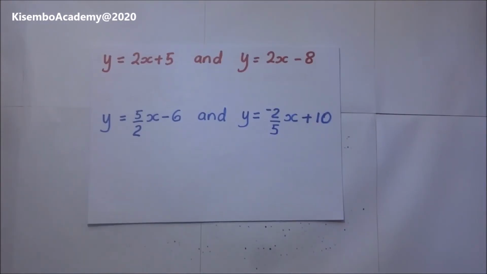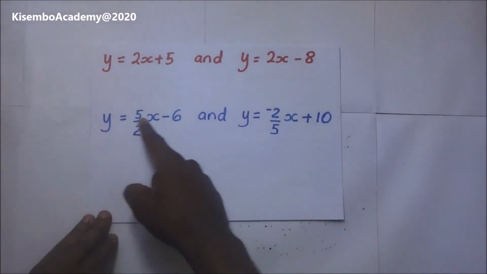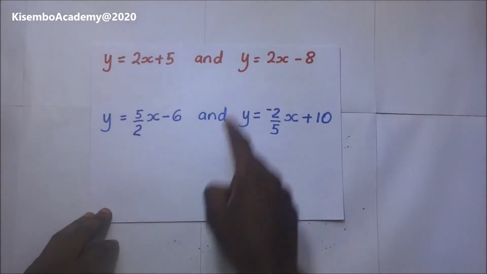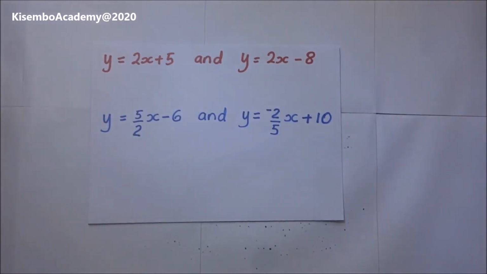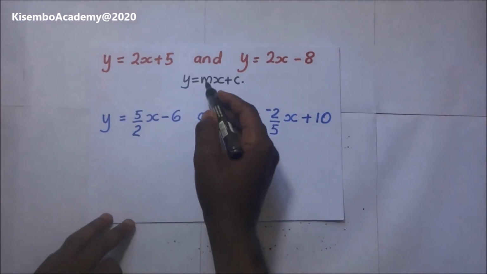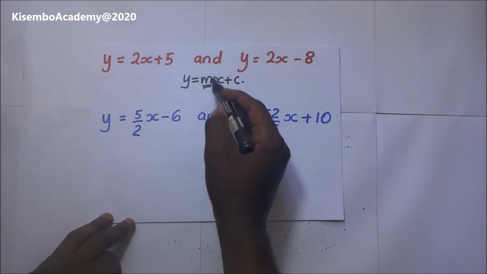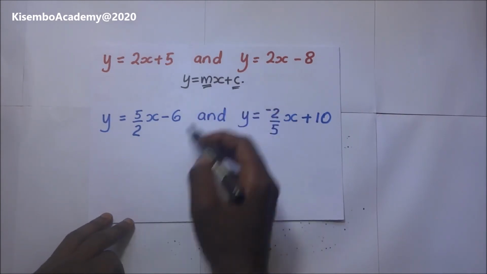Okay, so now I would like us to discuss parallel and perpendicular lines, and how these two relate with the gradients of these specific lines. Right before us we have 2 sets of equations, those that are in red and those that are in green. These equations are all in the form y = mx + c, and we say that that's the slope-intercept form of the equation. The value of m represents the slope of the line and c is the y-intercept.